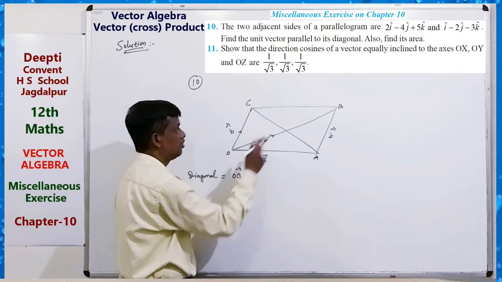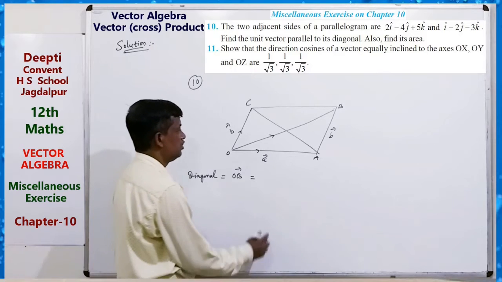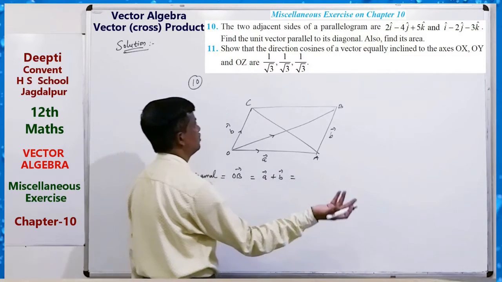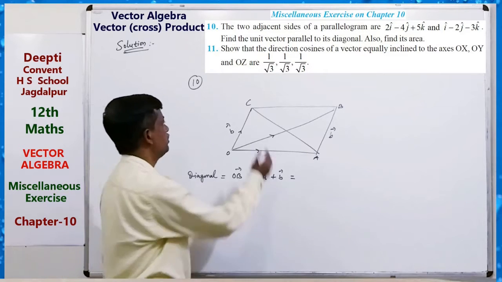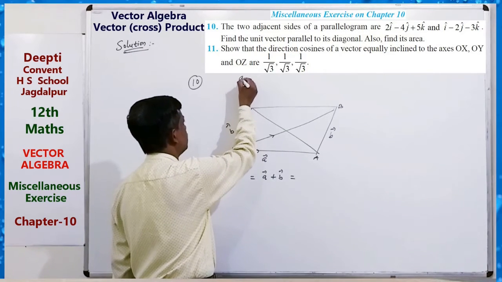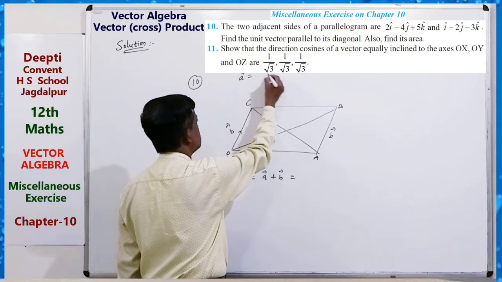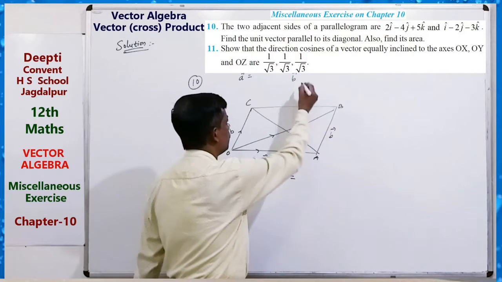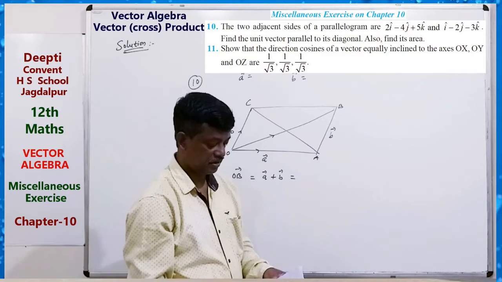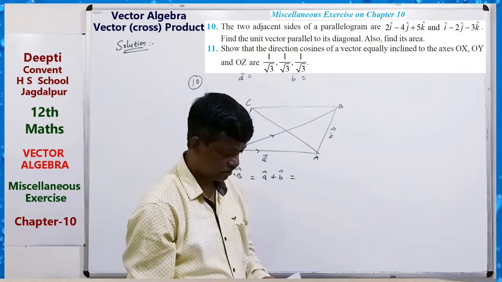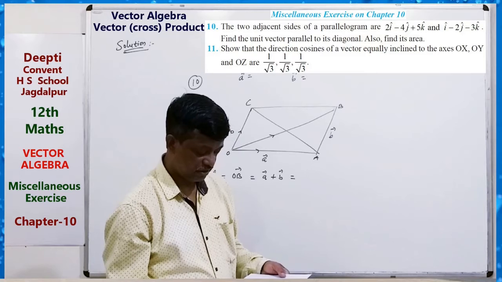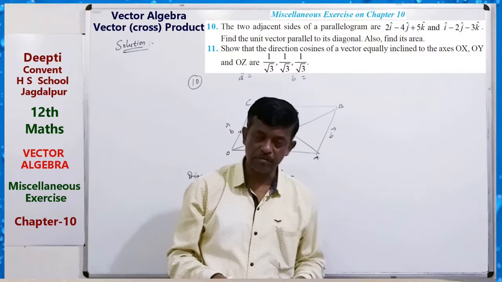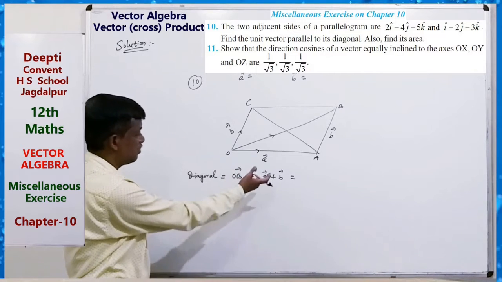OB, the diagonal OB, equals A plus B. A and B are given. Both are given here. Question 10. Okay, question 10. Both are given. That is, the diagonal of the parallelogram is given by A plus B.